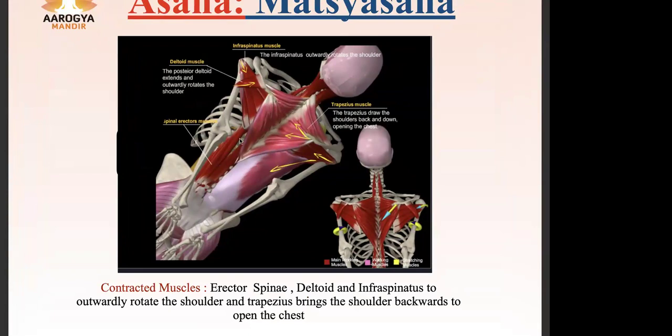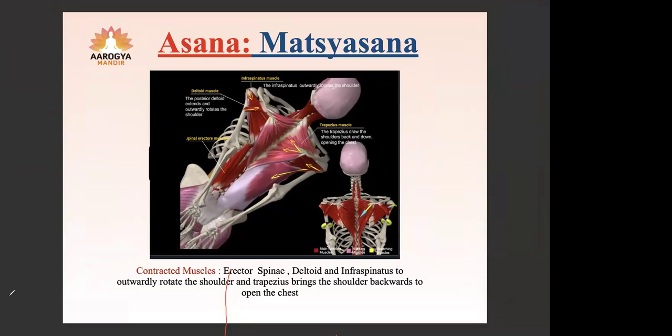The muscles, basically the deltoid and infraspinatus, are helping to rotate the shoulder outwards. Then you see the trapezius muscle that is also getting active. That is also helping to pull the shoulders backwards, so that basically you can expand your chest in this posture. So that will help to expand the posture properly.